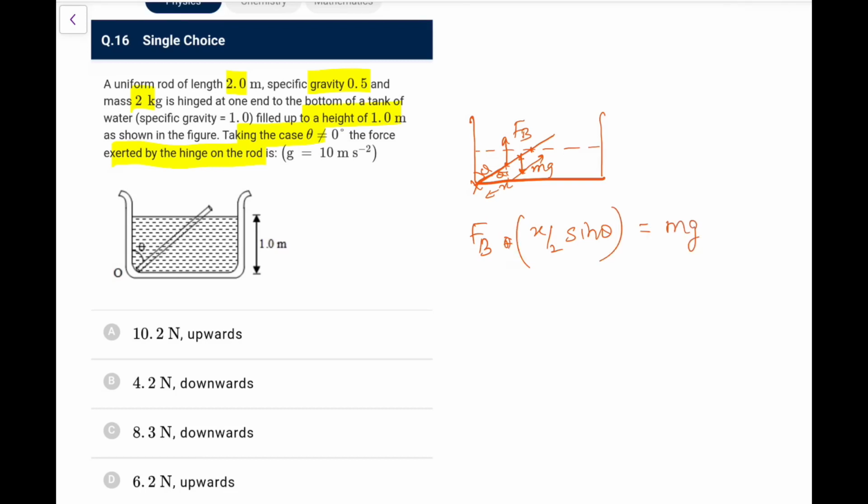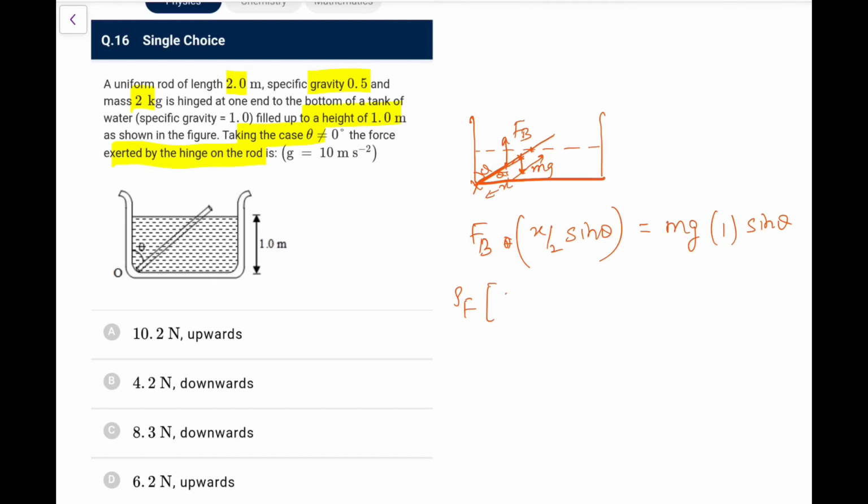And the mg torque is, you will know this length is going to be half of it, which means 1 meter, so that is mg into 1 into sine of theta. So that is what we are going to have. And what is the buoyant force? Buoyant force would be rho of fluid into volume.